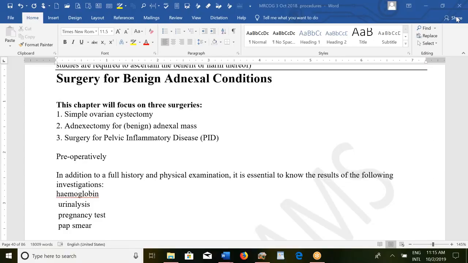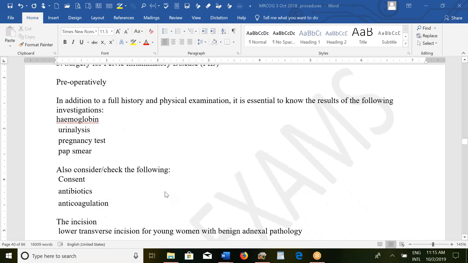So when we are doing gynecological surgery, we can do it for benign conditions and for malignant conditions. If we talk about benign conditions, the most common surgery will be simple ovarian cystectomy. Then sometimes you have to remove a benign adnexal mass. Then if there are complications of PID, you have to do surgery for them also.